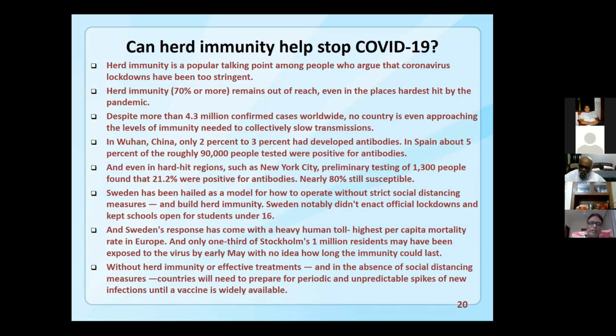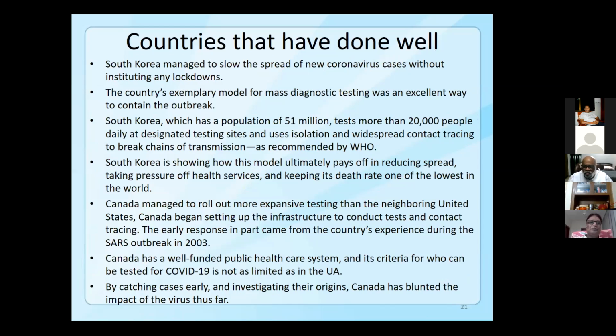Without herd immunity or effective treatments, and in the absence of social distancing measures, countries will need to prepare for periodic and unpredictable spikes of new infections until a vaccine is widely available.